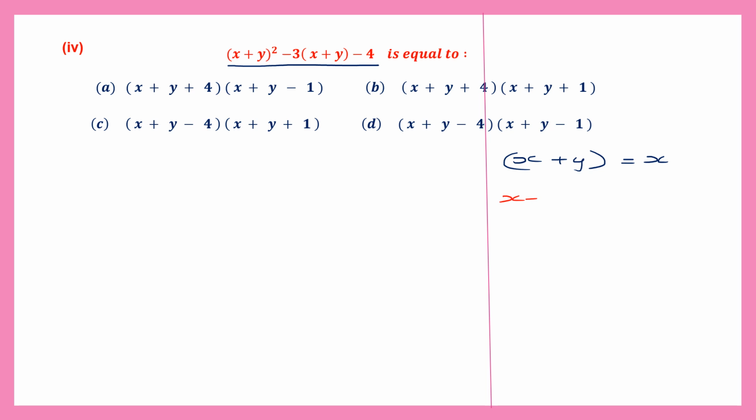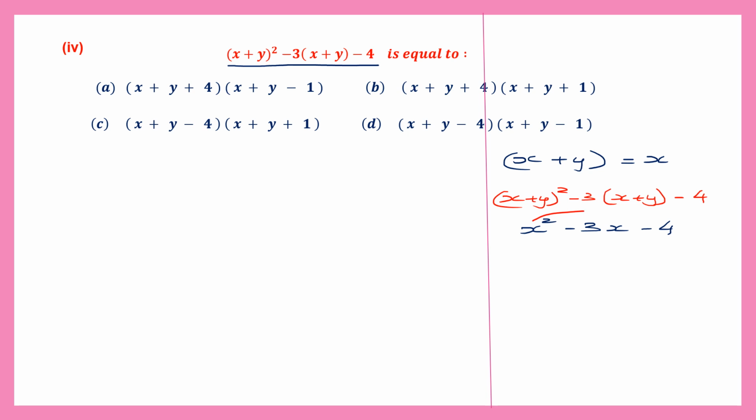The question given to us is x plus y the whole square minus 3 into x plus y minus 4. Okay, and here I said x plus y, let's consider it to be only x. So this whole thing I'm going to take it as x. So this becomes x squared minus 3x minus 4. So now that we have got it in this form, we can follow our steps.